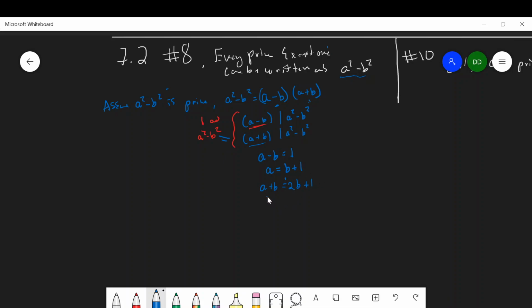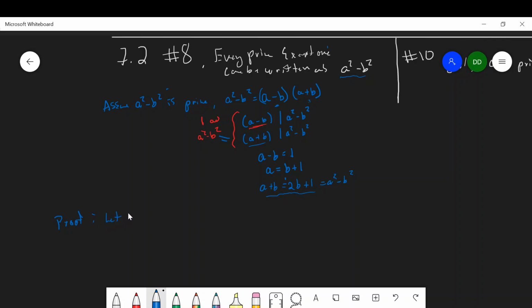So this is kind of giving me the general form, that a squared minus b squared is looking like an odd number. Well, what do I know about primes? I know they're odd. So I'm going to start proving this now. Proof.